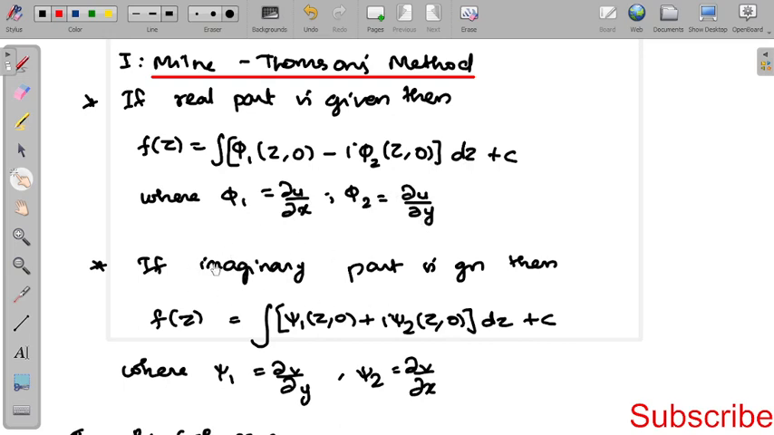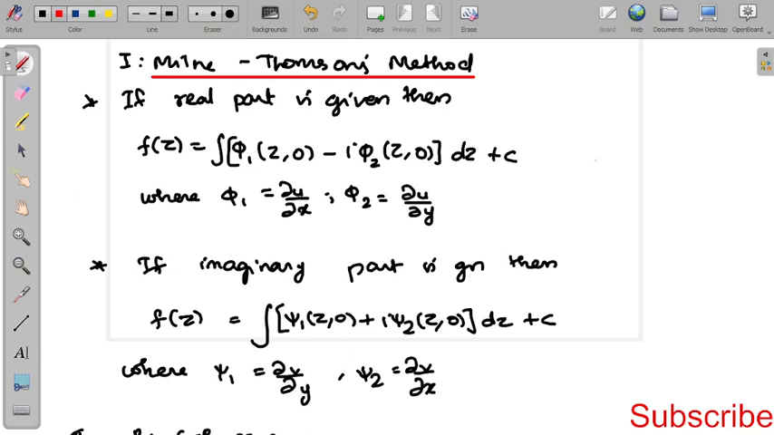If the imaginary part is given, then we can find the analytic function f is equal to integral psi 1 plus i psi 2 at the point z comma 0, where psi 1 equals dou v by dou y and psi 2 is equal to dou v by dou x.